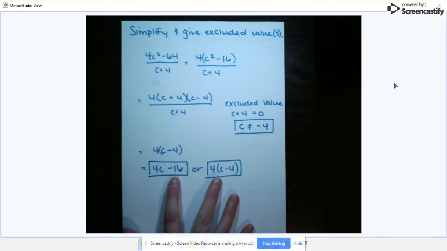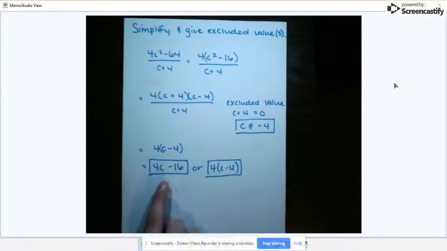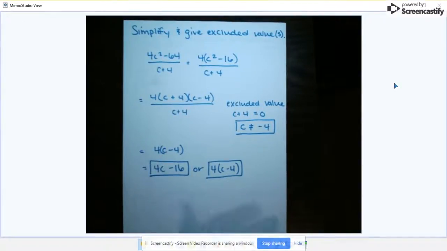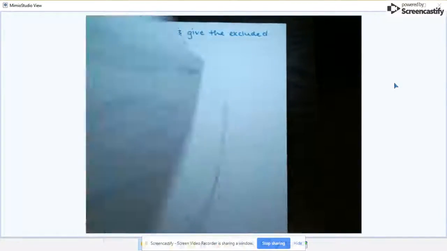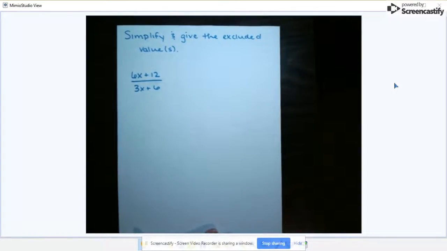I'm okay with either of these as a final answer. If you want to go ahead and distribute, that's fine. If you want to leave it as 4 parentheses c minus 4, that's cool too. I'd like you guys to simplify this expression and then give the excluded values.